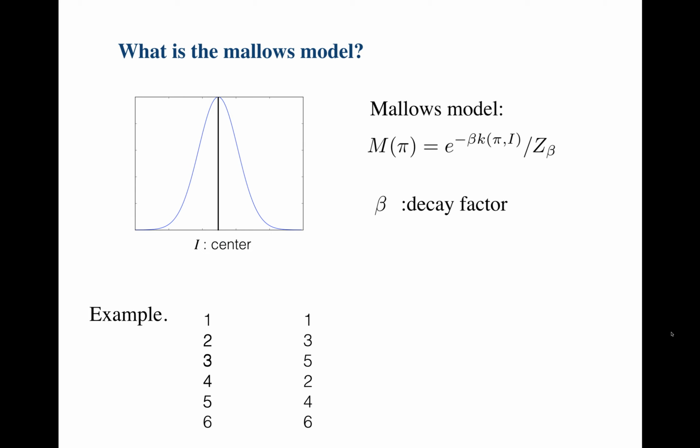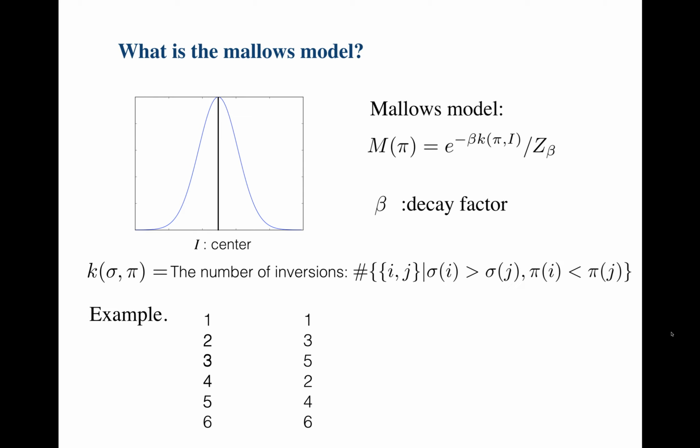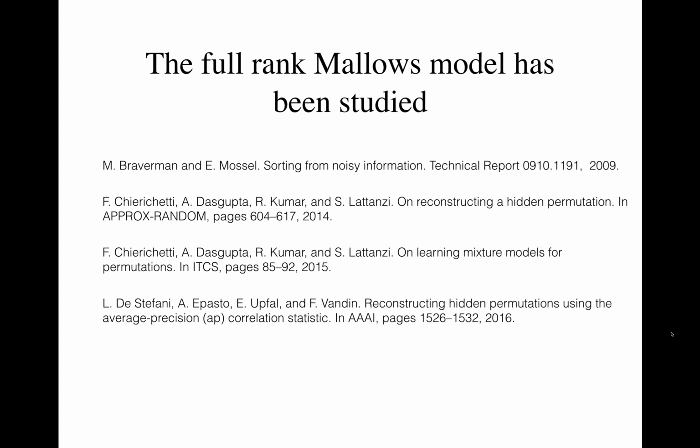A very natural probability distribution that is defined on the set of permutations is called the Mallows model. In the Mallows model, we have a center, and the probability of a permutation goes down when its distance with the center goes up. The distance is defined as the number of inversions that we need to make going from one permutation to another one. For example, in this example, we have to make 3 different inversions, so the distance is 3.